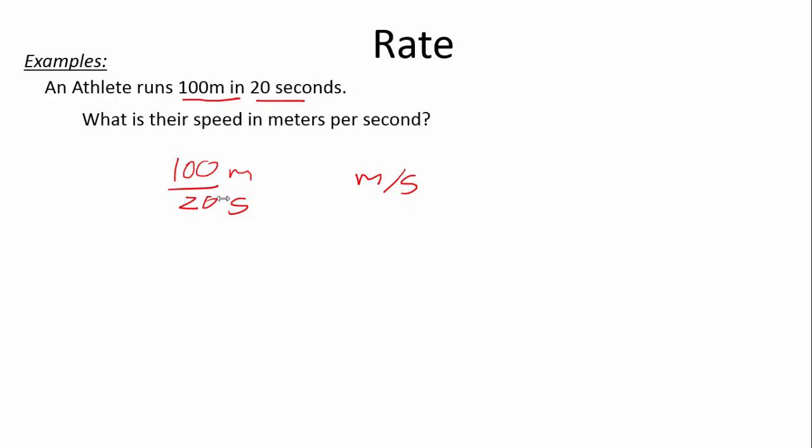Right? To get it to meters per second, we need a whole number here, or not necessarily a whole number, but we need it to be over 1 at the bottom here. So to get this over 1, we divide by 20. So we say 100 over 20, divide by 20 to get the bottom to 1, and that is equal to something over 1. And then we divide by 20 on the top. What's 100 divided by 20? That is 5. So he is going at 5 meters per second.